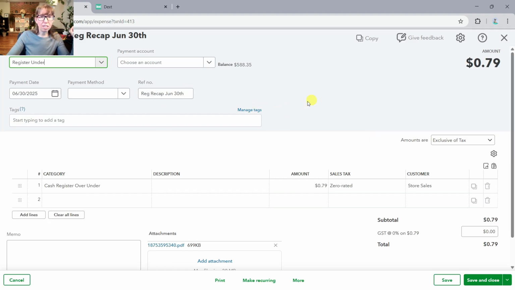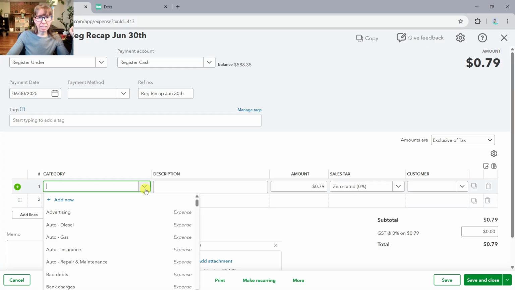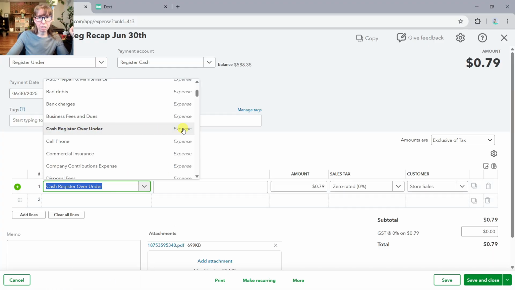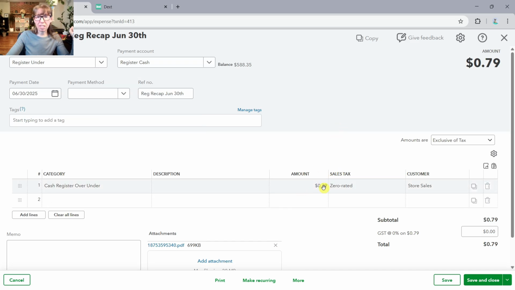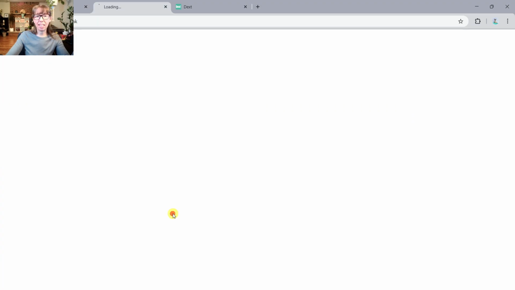And this is what it looks like in QBO. You can see we've put in an expense. The payee is register under, paid out of register cash, the expense account. So that is an expense account. There it is. It is an expense account. The expense is increasing by 79 and nothing to do with HST. So we're happy. And also we can see that the register recap is attached to the transaction because we put it in through Dext.